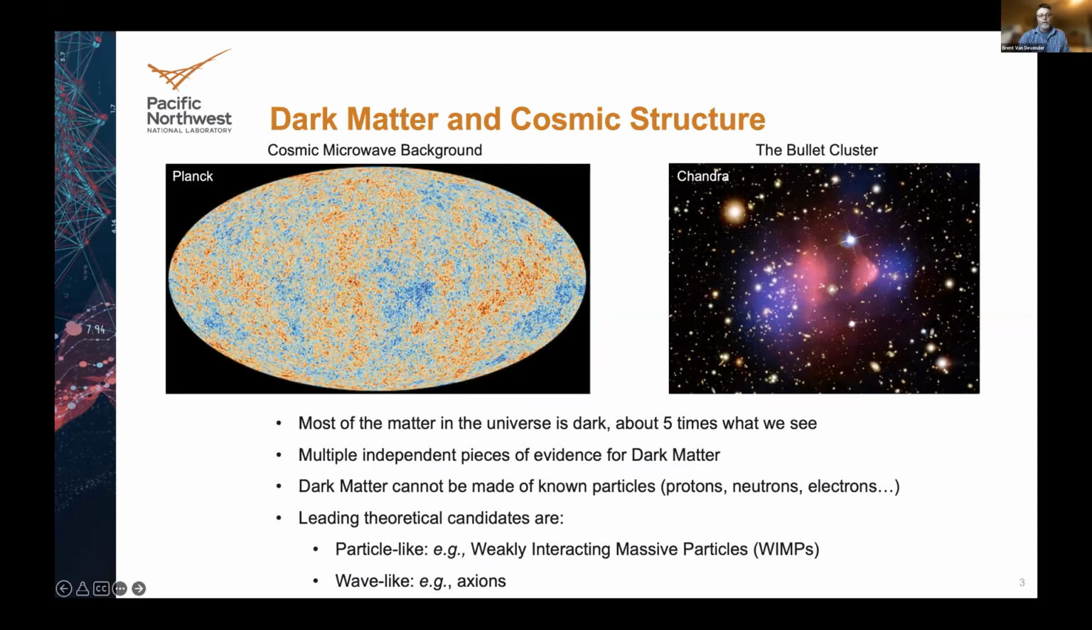Whatever this dark matter is, it can't be normal matter that we know of. This is not protons, neutrons, and electrons. If it were, these galaxies couldn't have just gone right through each other like that. There are a lot of theoretical candidates for what they might be. They fall in 2 general categories we call particle-like dark matters. A leading candidate, you may have heard of WIMPs if you follow the field at all, weakly interacting massive particles. Or there's a category of what we call wave-like particles. An axion is an example of a particle that would satisfy those conditions.